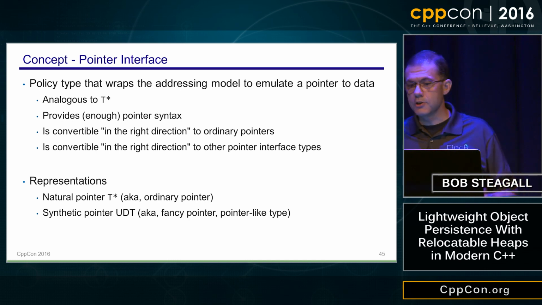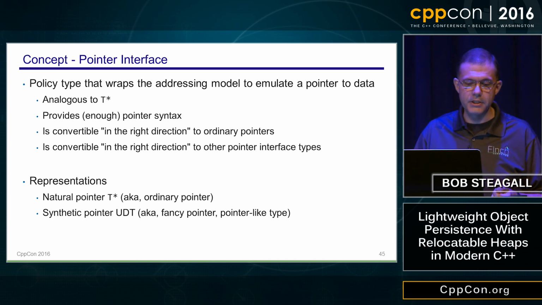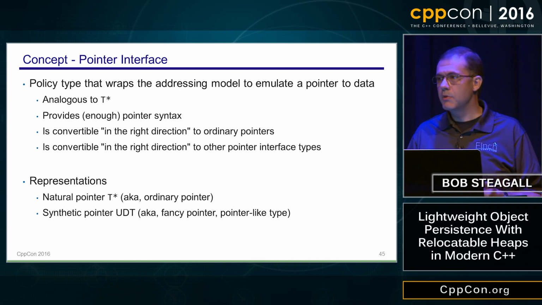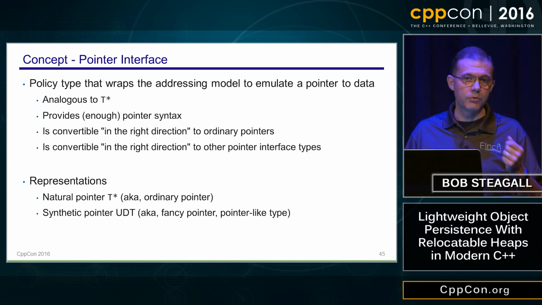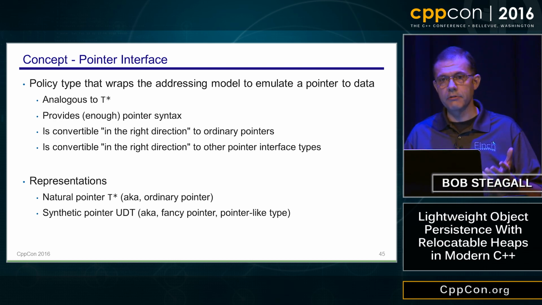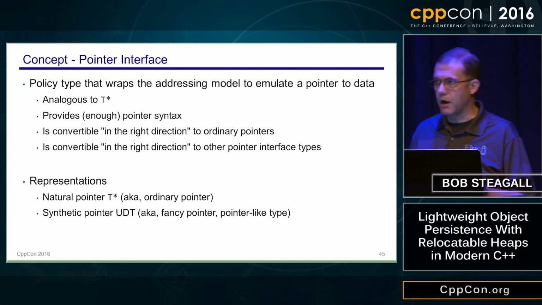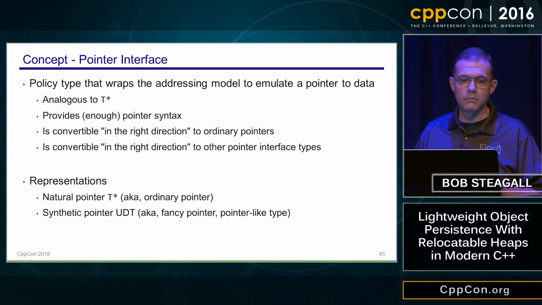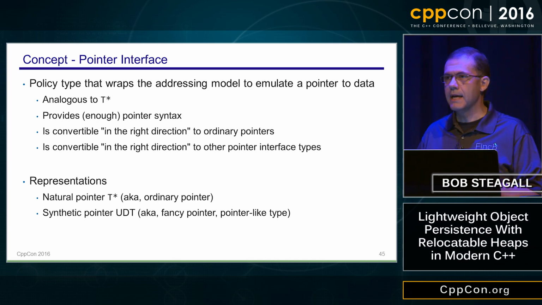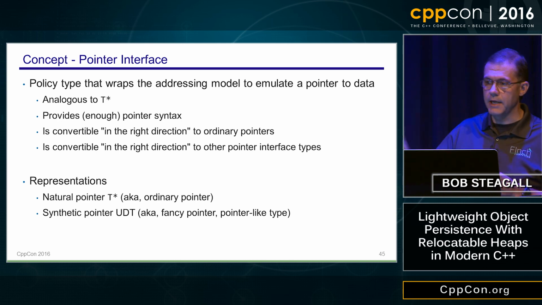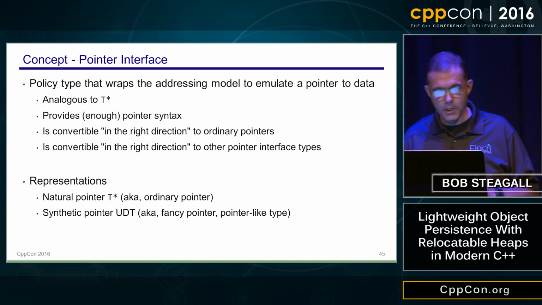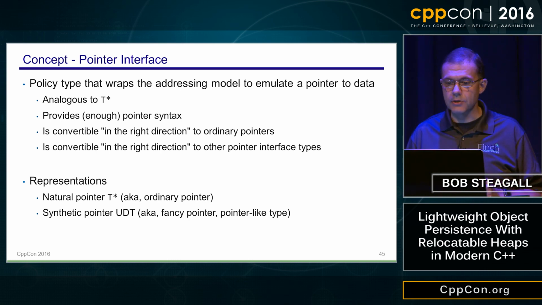Now, there are, again, two possible representations, a natural or ordinary pointer T-star or a synthetic pointer. And you may be wondering, well, what's the difference between a synthetic pointer and a random access iterator? Because they're actually very close. And the difference is conversion operations. I want to be able to take my pointer interface and apply ordinary casting operations to get ordinary pointers so that I don't have to go through convoluted syntax like I would with a random access iterator to get an actual address to something. And just as with the addressing model, the simplest example of a pointer interface to objects of type T is a T-star.